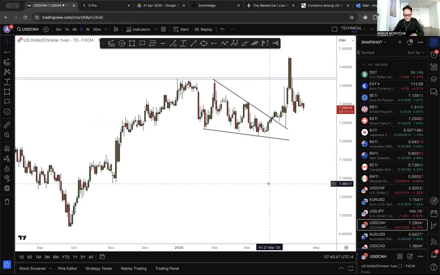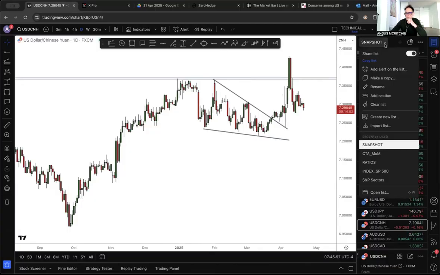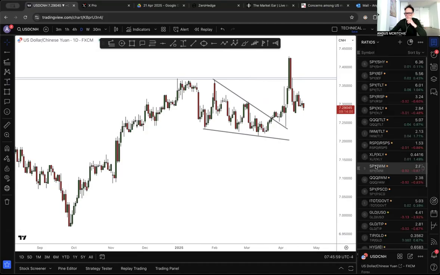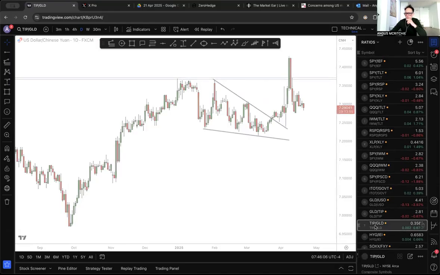Okay, guys, so that's about it. I'll leave it there just for the time being. One thing I would note, though, I'm just looking at my notes here, is the TIP over the TLT, and let's just try and bring that up. And that, of course, is the real yields. Just look at some of these ratios here, if I've got it. So yeah, just looking at the TIP here, kind of interesting.